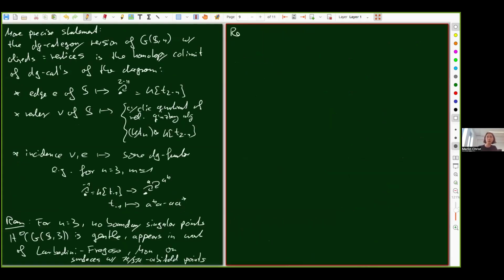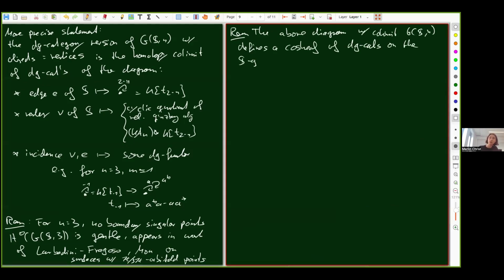And then second remark, second of 3: the above diagram, with colimit, or rather homotopy colimit, defines a co-sheaf of dg categories on the S-graph. In fact, this is even a perverse Schober, so a categorified perverse sheaf.